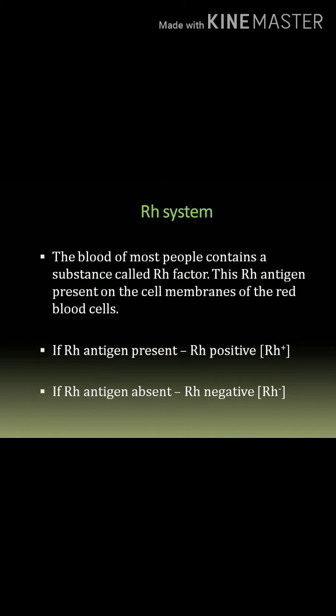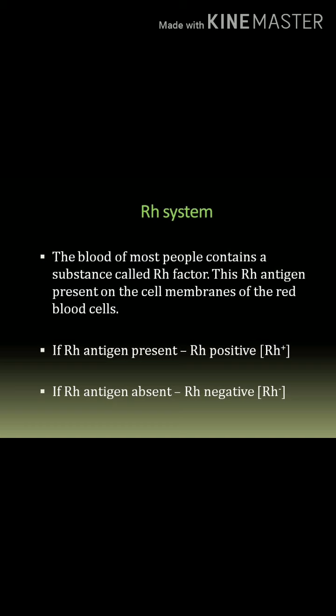Next, RH system. The blood of most people contains a substance called RH factor. RH stands for rhesus, our common monkey, in which the factor was first discovered. It is called a rhesus factor. When the blood of such an individual is transferred into the person lacking it, the blood of the recipient develops an antibody for RH substance within about 2 weeks of transfusion.